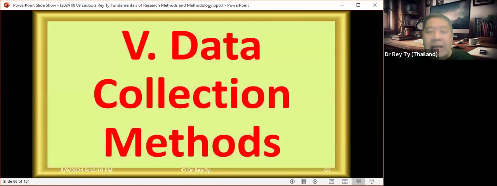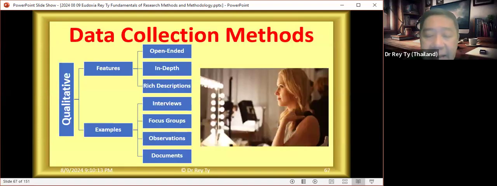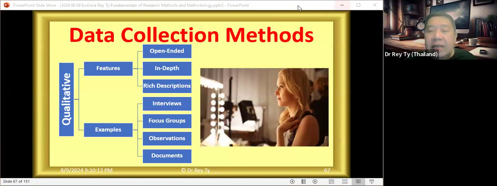Now, data collection methods. For qualitative data collection, it is open-ended, meaning you ask people and let them answer as long as they want. It's not a yes or no question. It's like, how do you feel? What was it like? When were you? And then they give you a long and in-depth answer, like you go deep. So you have coffee with them and so on, and you get rich description. That's the advantage of qualitative research.